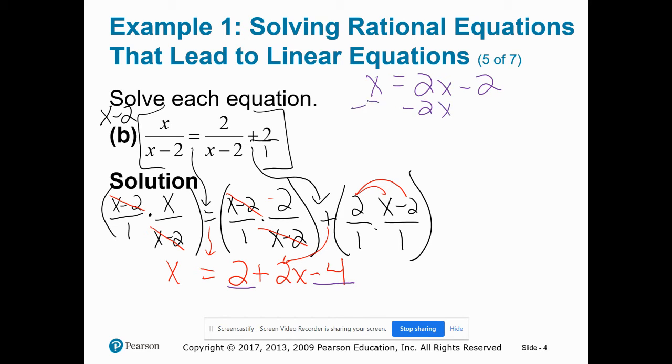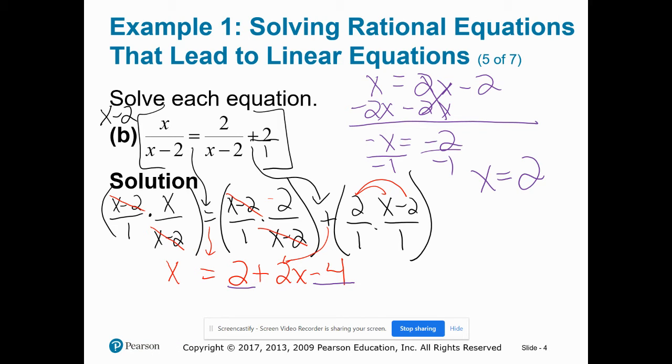I'm going to bring the 2x over with its x-like term. 1x minus 2x is negative x. Don't forget that negative with the 2. Divide by negative 1, and positive x is equal to positive 2. So right now it looks like our solution is going to be x is equal to 2.